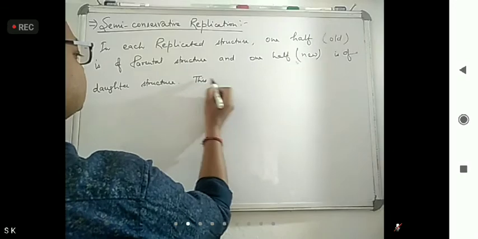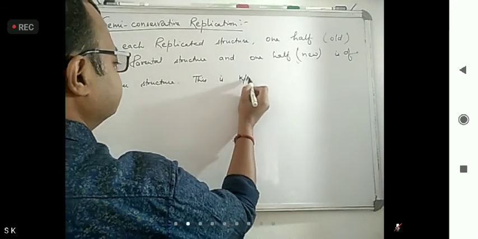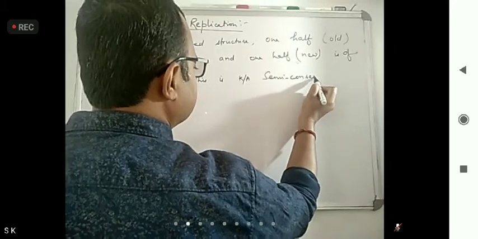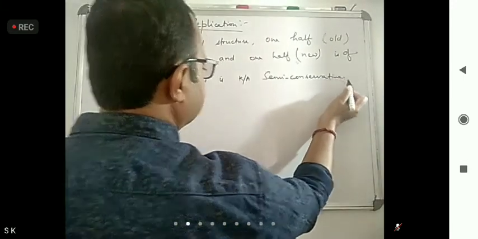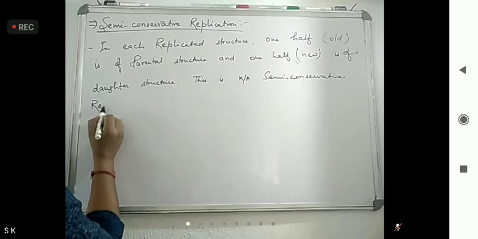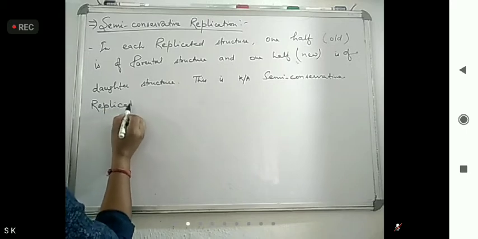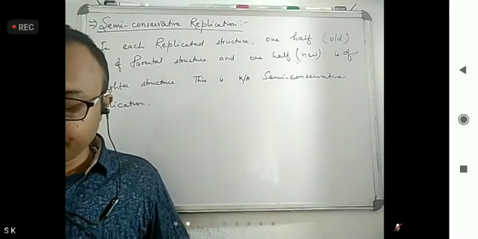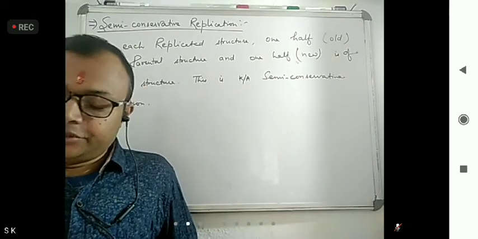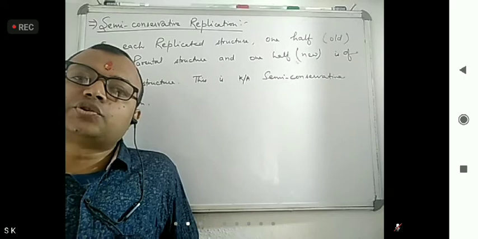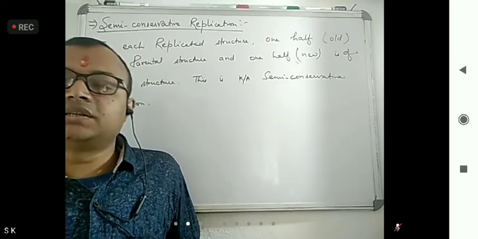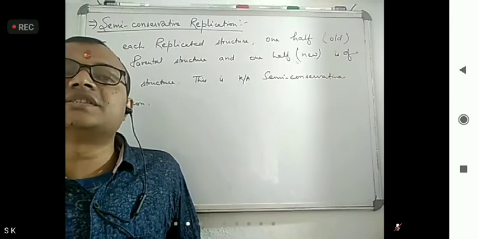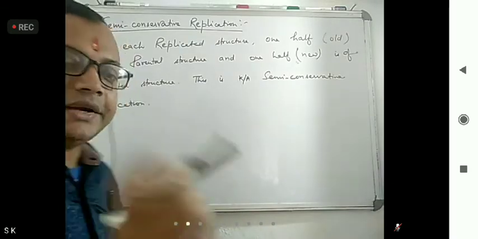This is known as semi conservative replication. Okay, so this is known as what? Semi conservative replication. Okay, now one scientist were there, that name is Watson and Crick. So he suggested DNA replication is semi conservative in 1953.